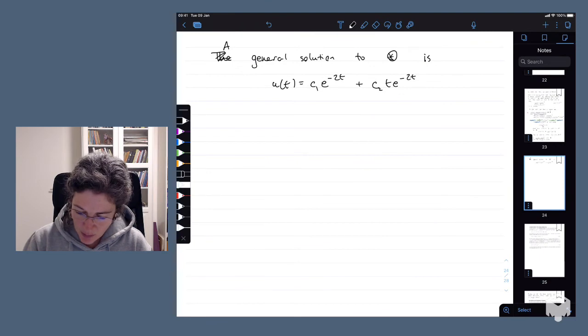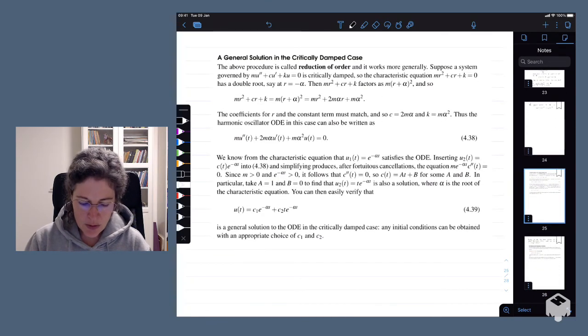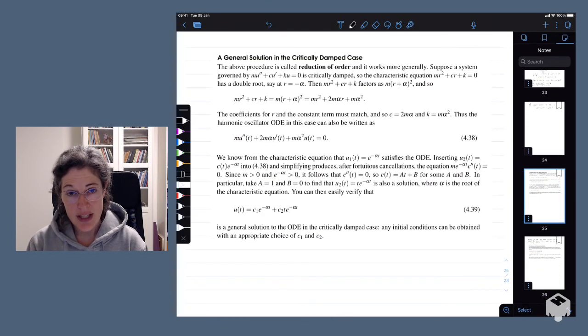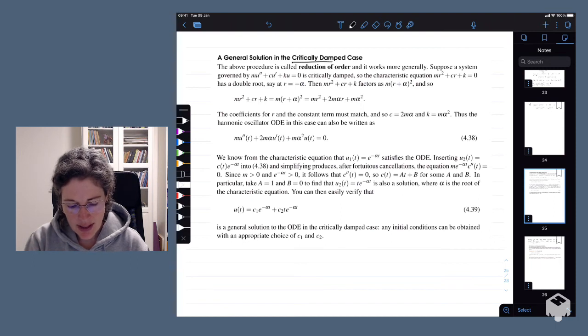So we can summarize all of this into the procedure for the critically damped case. So we say critically damped is when we have two equal roots.